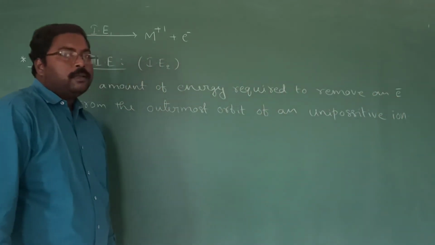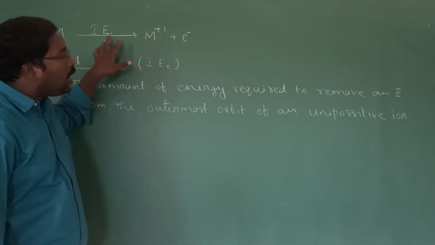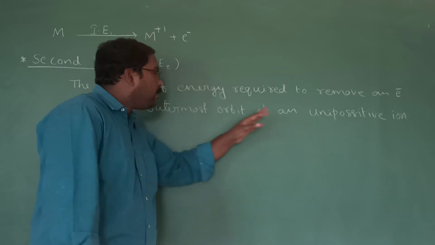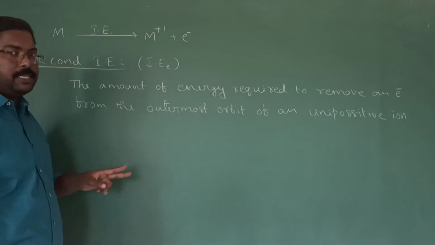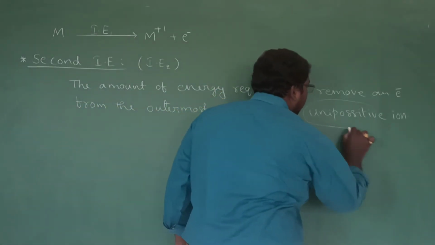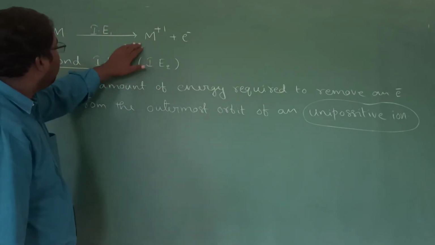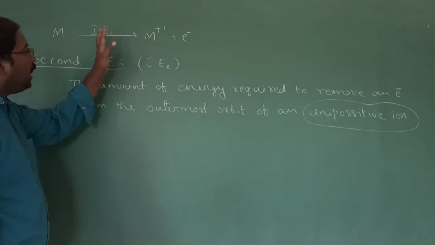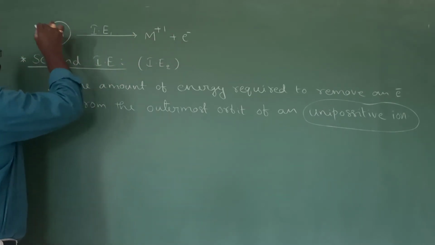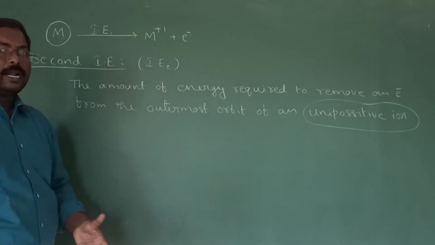Okay? So let's observe the definition you have written for first ionization energy, and now compare the definition of second ionization energy with this. You will find only one difference. In the case of first ionization energy, we are saying that it is the amount of energy required to remove an electron from the isolated gaseous atom. Atom means we need to say neutral in charge.